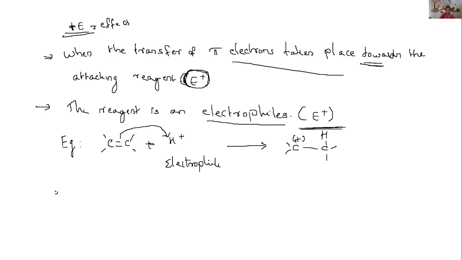Or for example, CH3 CH double bond CH2 plus H plus. What happened? The same way you can write. The pi electrons are transferred this way, and we obtain CH3 CH plus CH3. Then this is a secondary carbocation. This is the isopropyl cation, isopropyl cation.